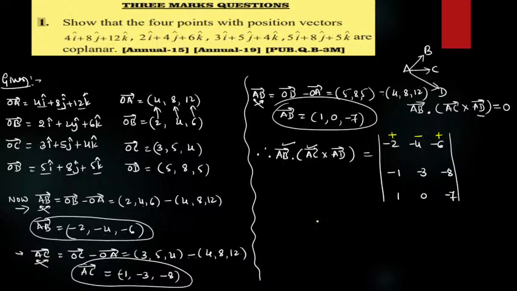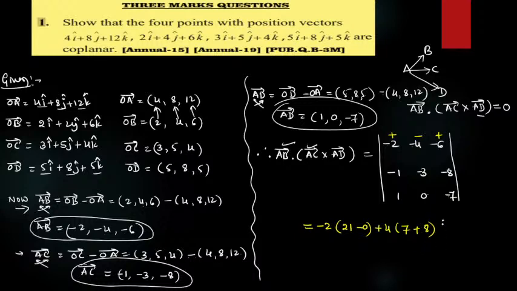Change the sign here. That is equal to, plus into minus, that will be -2, and leave the first column, first row, and multiply. -3 into -7 is +21, minus 0 into -8 is 0. Next, minus into -4 is +4, and leave the second column, first row, multiply -1 into -7, that is +7. Again minus, 1 into -8 will be -8. Minus of this minus will be +8.